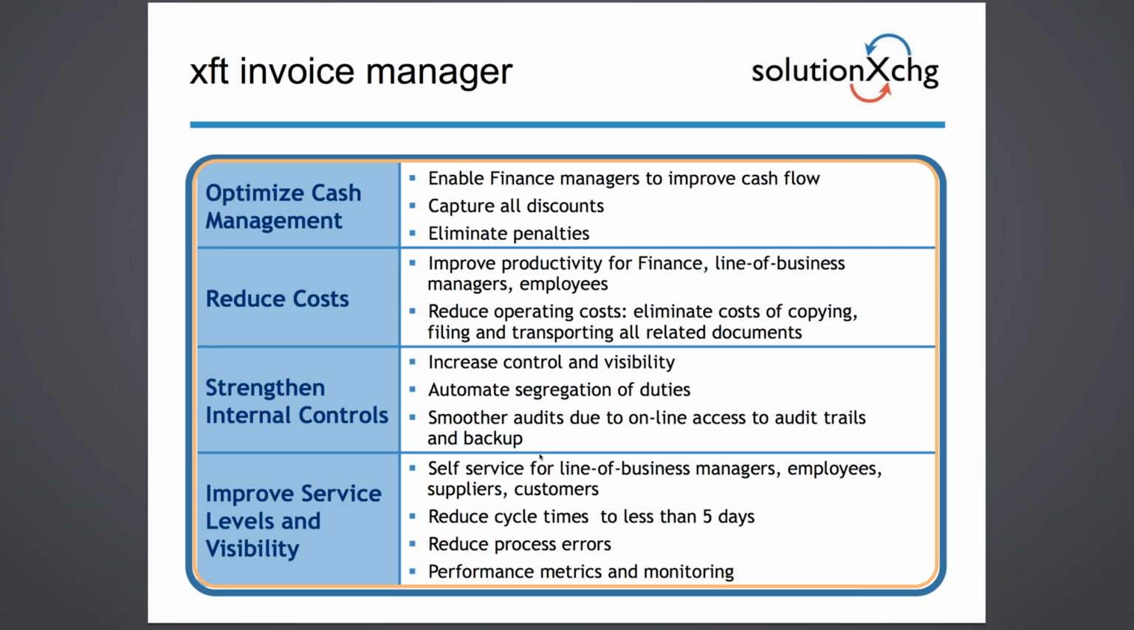You can increase control and visibility with automated segregation of duties. Smoother audits due to online access to audit trails and backup are also a benefit of the solution. Self-services for line managers becomes available, for employees, for suppliers, for customers. You can reduce cycle times to less than 5 days for an invoice coming in the door and being fully processed. That allows you to reduce process errors and increase your performance metrics and monitoring capabilities.